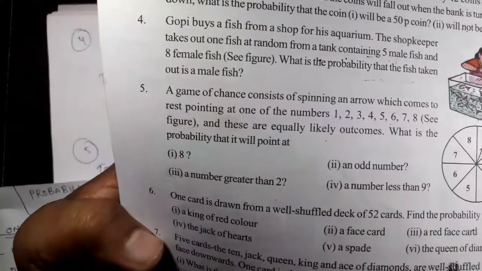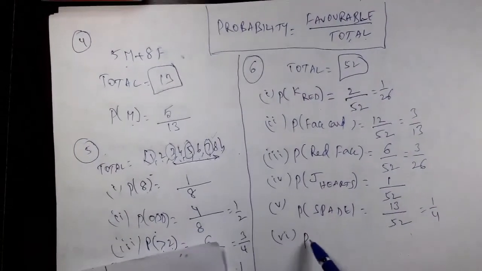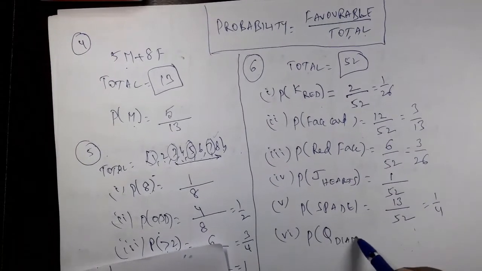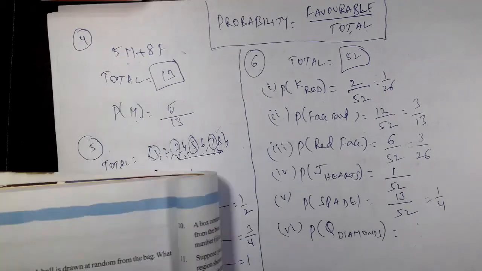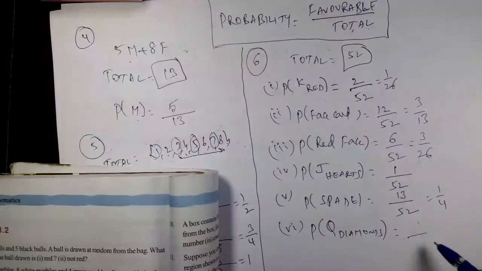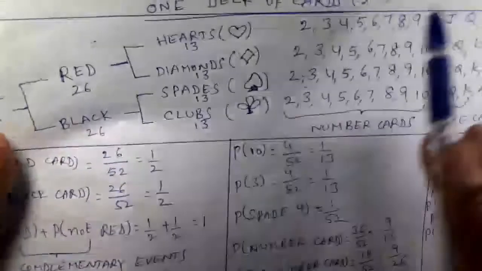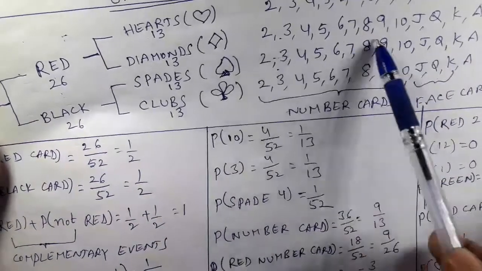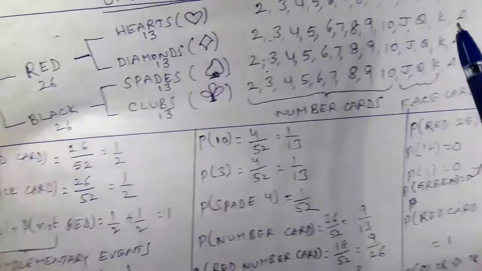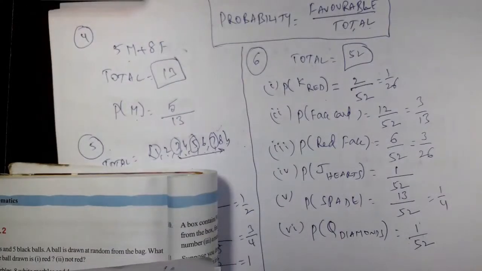Coming to the next part, part 6: the Queen of Diamonds. Probability of getting the queen of diamonds, the diamond queen. Denominator is obviously 52 total. Coming to the numerator, of these 52, how many diamond queens are there? How many diamonds are there? 13. Of these 13, how many queens are there? Only one queen. So one favorable outcome. So 1 by 52 is the answer.